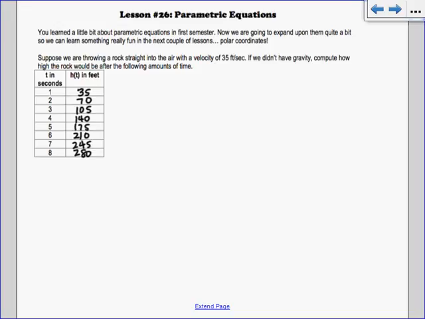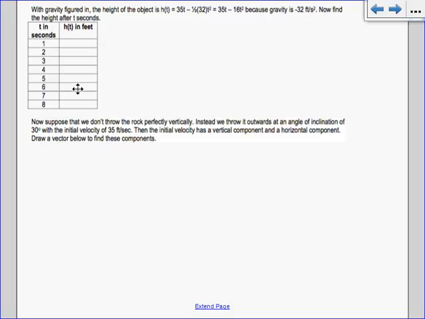Okay, so since we have gravity, obviously it comes back down, so we want to know how gravity affects this. With gravity figured in, the height of the object ends up being h of t equals 35t minus 1/2 times 32 t squared. The reason we have the number 32 in there is because negative 32 feet per second squared is our gravity. So in the equation, it ends up being negative 16. There's some calculus involved, which involves the 1/2 and the t squared.